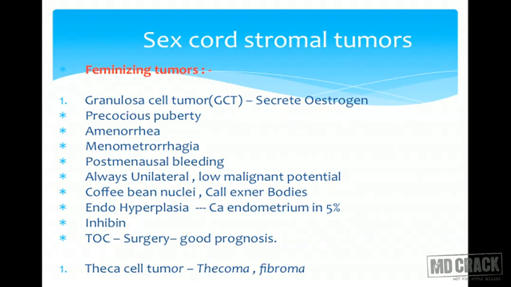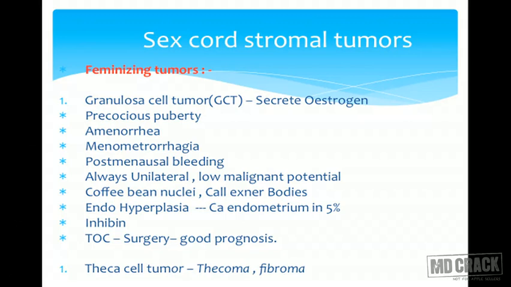The feminizing tumor is granulosa cell tumor, which secretes estrogen. Presentation of this tumor would be precocious puberty. It is one of the most common causes of precocious puberty, where pubertal changes are seen very early. The patient may present with amenorrhea because of unopposed action of estrogen. There can be menometrorrhagia, that means menorrhagia plus intermenstrual bleeding. Postmenopausal bleeding can also be seen.